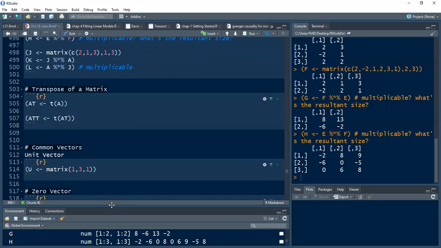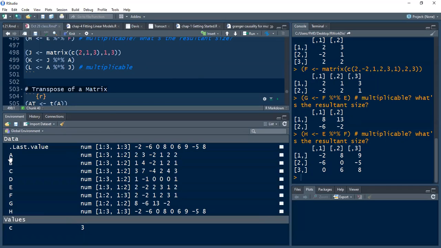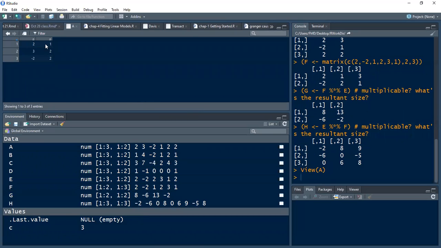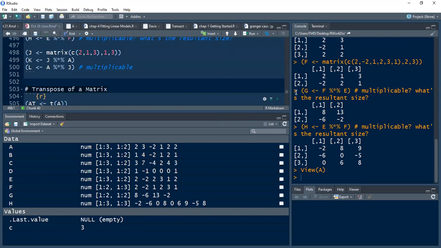So going back to our matrix A, this is our matrix A. Okay, if I click this, so this is our matrix A: 2, 3, negative 2, 1, 2, 2. That's our matrix A, which I generated by clicking here in our environment. All right, so let's go back to our code.